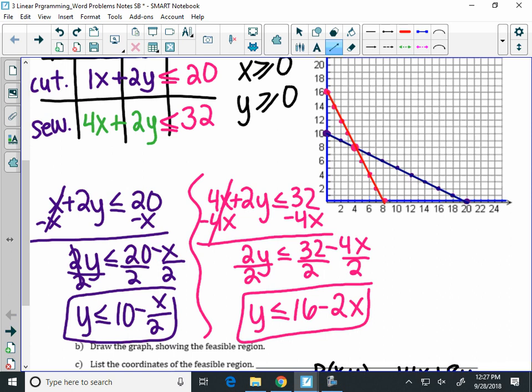Well, how many lines did you graph? 4. So we need a feasible region with how many sides? 4. Where is that feasible region? Bottom left right here. Do you see this weird looking quadrilateral? That guy right there is your feasible region. It is bounded by all 4 lines.